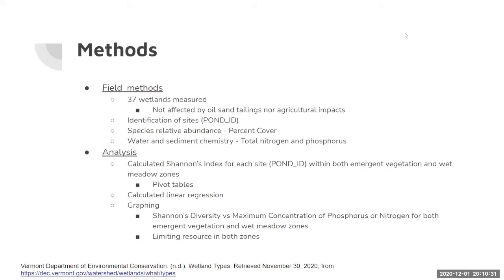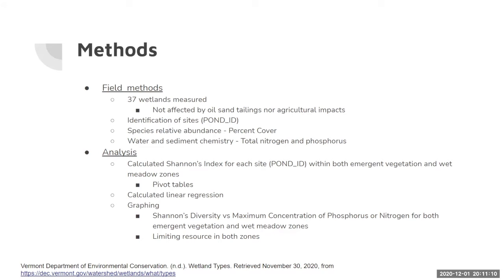Following this, we performed a linear regression for both the emergent vegetation and the wet meadow zones and calculated the relationship between Shannon's diversity and the respective maximum concentrations of phosphorus and nitrogen. The linear regression was done using RStudio and resulted in whether or not the relationships between the 2 variables were significantly increasing or decreasing as a result of the maximum ion concentrations. The R script was able to calculate the estimate value, p-value, and F-statistic. These values were also able to tell us whether or not the variables measured had any significant variations.